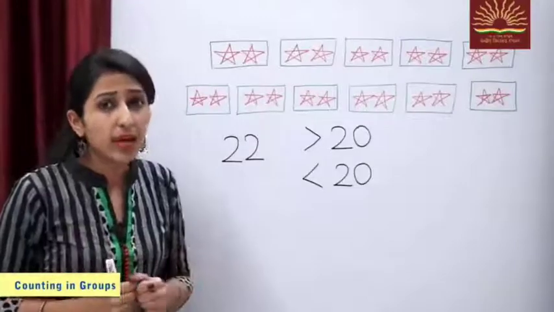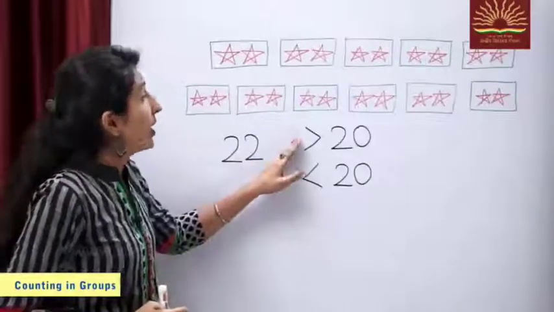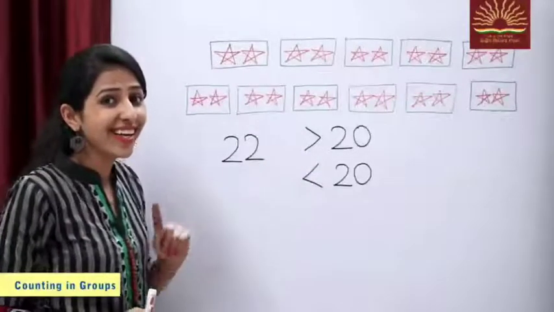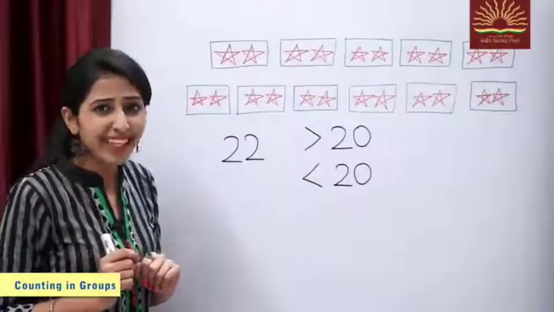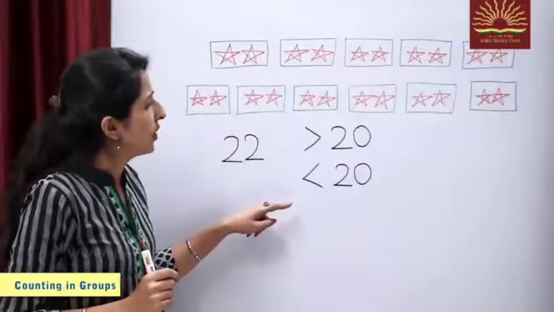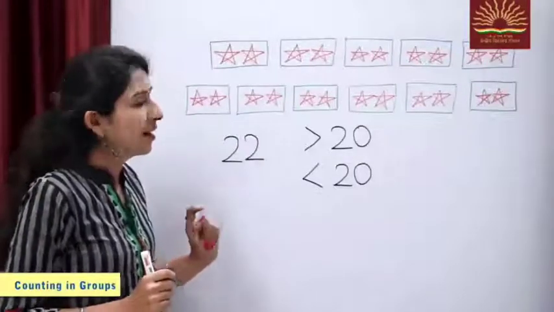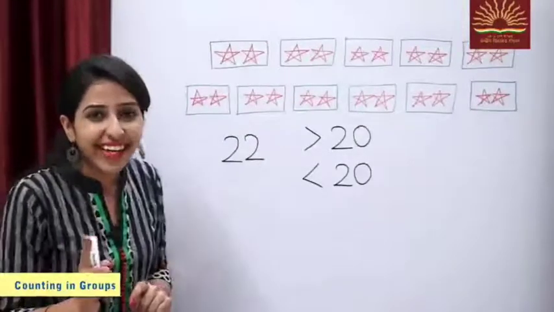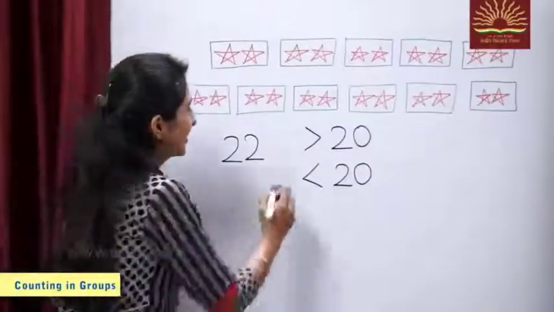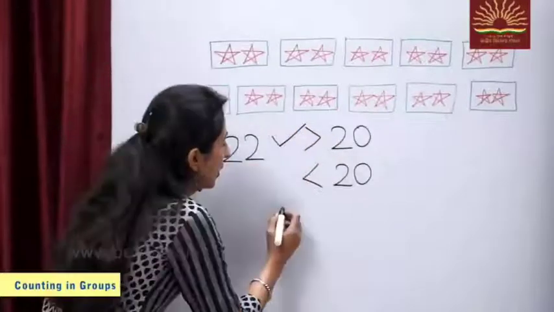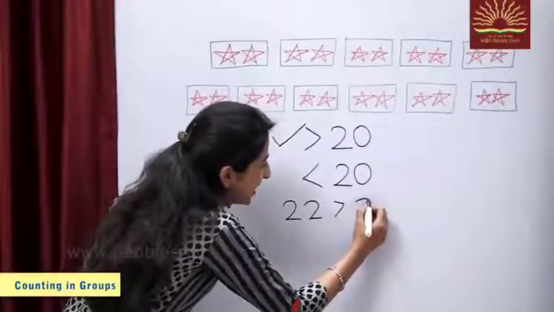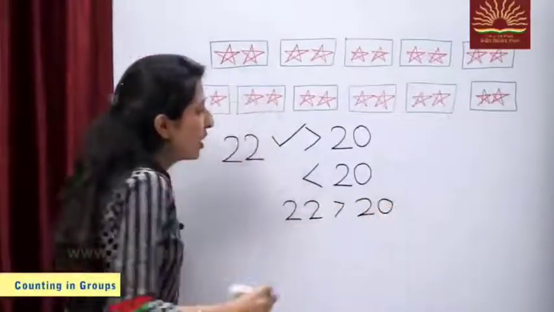Now tell me, students, whether 22 is more than 20 or less than 20? Think and tell me. More than 20 or less than 20? Correct. 22 is more than 20. 22 is more than 20.